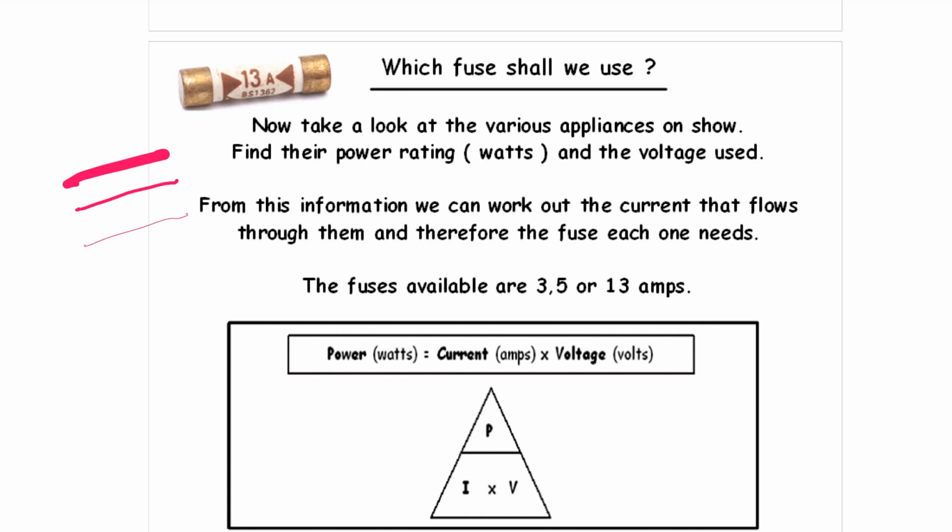Today we are going to be looking at fuses. Now at the top of the page you can see a fuse. There it is. And that is a 13 amp fuse, which means if we look at the fuse wire itself, it will be quite thick. There's the 13 amp fuse wire. Whereas a 5 amp fuse wire will be thinner and a 3 amp fuse wire will be thinner still.